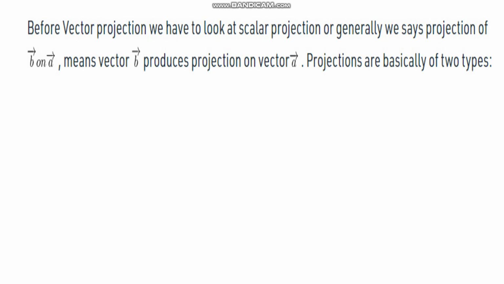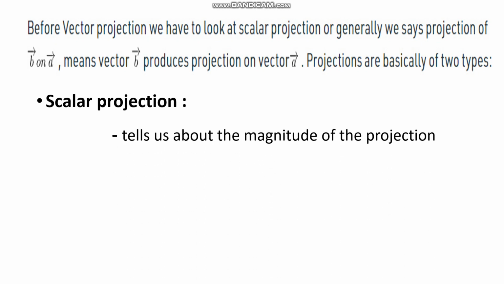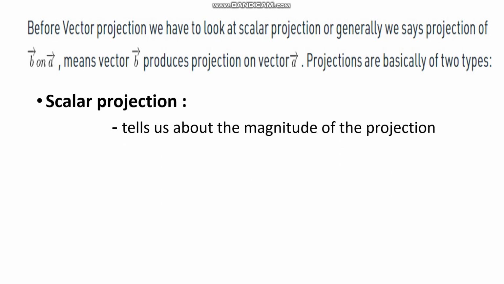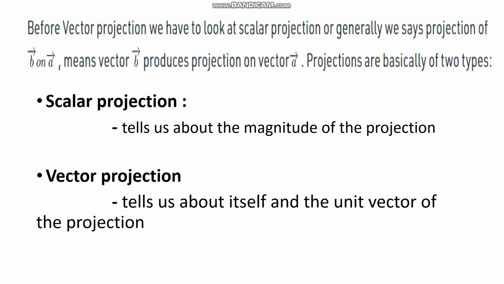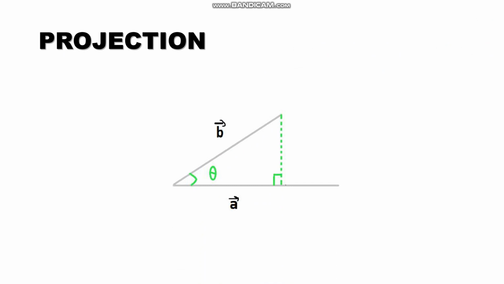Before vector projection, we have to look at scalar projection, or generally we say projection of B on A, which means vector B produces projection on vector A. Projections are basically of two types. We have scalar projection, which tells us about the magnitude of the projection, and vector projection, which tells us about the magnitude and the unit vector of the projections. So, we have these illustrations.